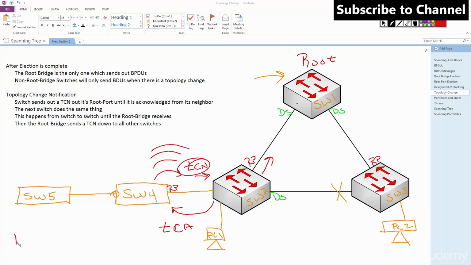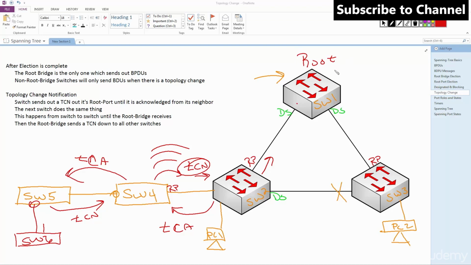So if I had another switch down here, okay, this port now is notified. Switch 5 is going to send over a TCN message. He's going to keep sending it until switch 4 sends him back a topology change acknowledgement. Then switch 4 is going to do the same thing by sending it over to switch 2, and so on and so on. This will keep happening all the way up until we get to the root bridge.